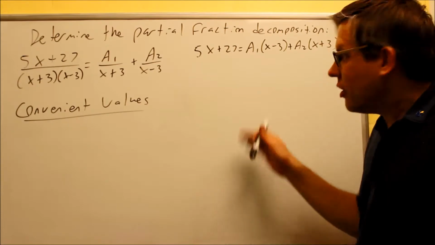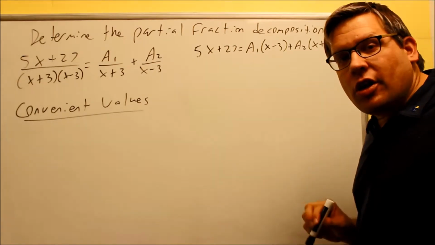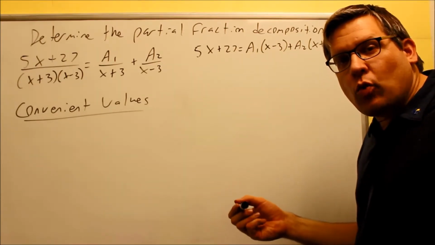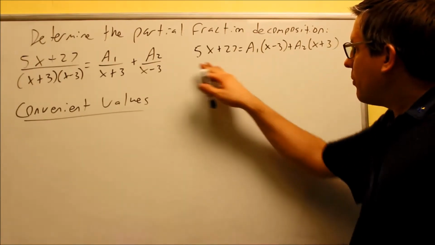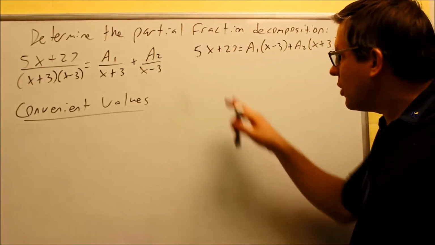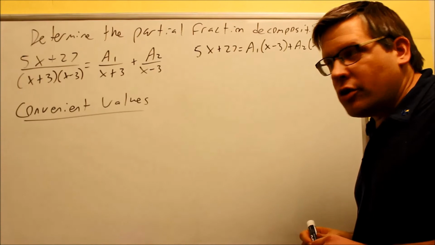Because again, the end goal here is to find a1 and a2. So if I pick a value that cancels one of them out, then I'll be left with only one variable that I can solve for. Whatever you pick for x, you want to put it in for all the x's on both sides of the equation.